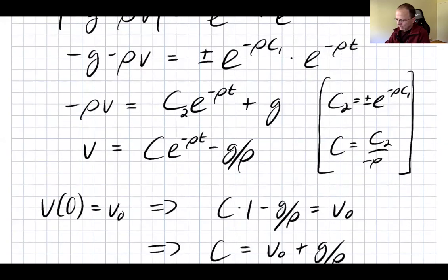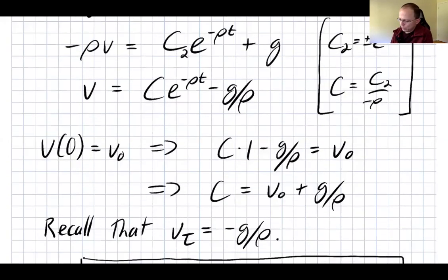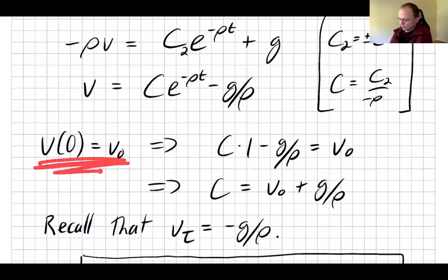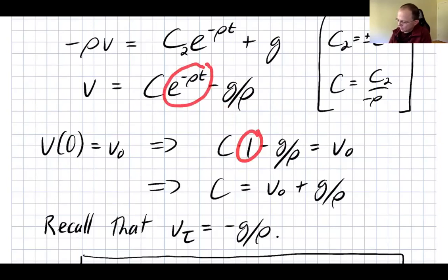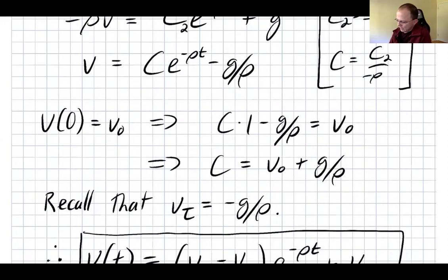Okay. And next thing we do is we take our initial condition. So our initial condition says that our velocity at time 0 is v0. So we plug 0 into this equation, and that will give us e of 0, which is 1. So we get c minus g over rho is equal to v0. And that gives us c is equal to this.